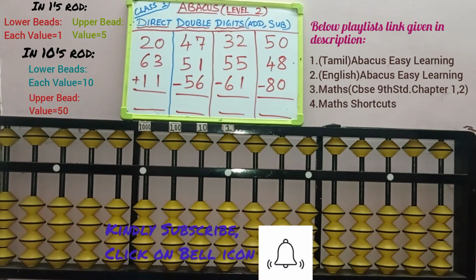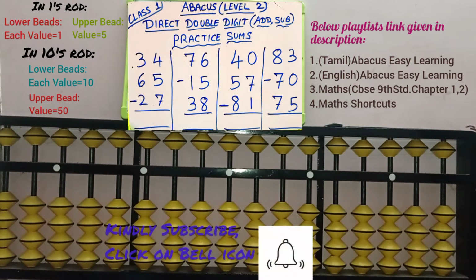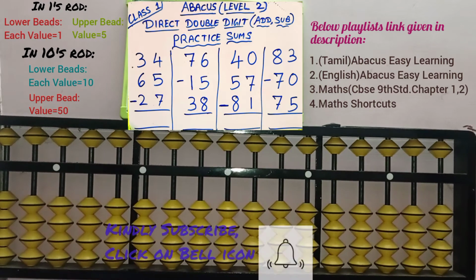In level 1 we have seen that for single-digit numbers. Here we are going to see for 2-digit numbers, okay? We will see 4 problems here, and these 4 problems are for your practice. After completing this video, you can try this using Abacus, okay?